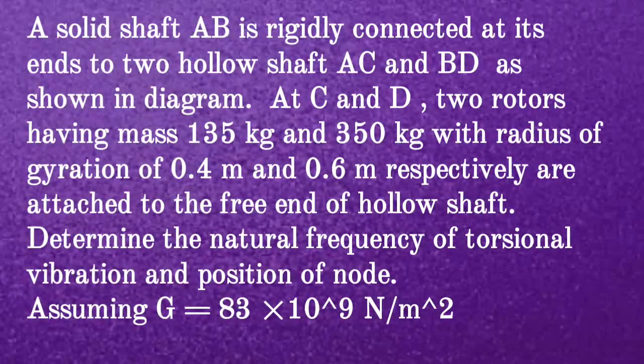Given question: a solid shaft AB is rigidly connected at its ends to two hollow shafts AC and BD as shown in the diagram. At C and D, two rotors having mass 135 kg and 350 kg, with radius of gyration of 0.4 meter and 0.6 meter respectively, are attached to the free end of the hollow shaft. Determine the natural frequency of torsional vibration and the position of the node. Assume G is equal to 83 × 10^9 Newton per meter square.